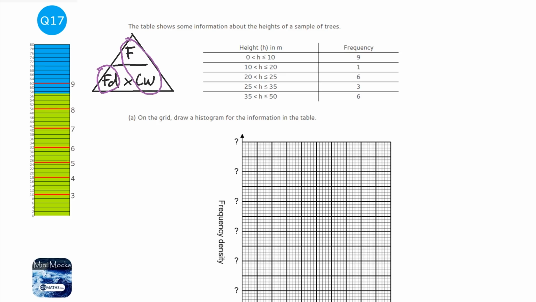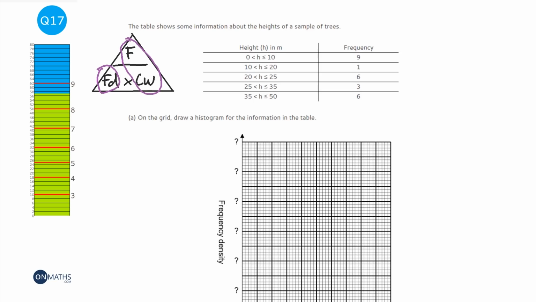So if you did frequency divided by class width, you might get half of what the frequency density is. So just be a little bit careful, and if they're looking for that type of question, they will give you a bar on the histogram and a value in the table that show you what you have to times them by to get to the frequency density. However, in this one we're actually asked to draw a histogram ourselves, so we don't need to worry about it.